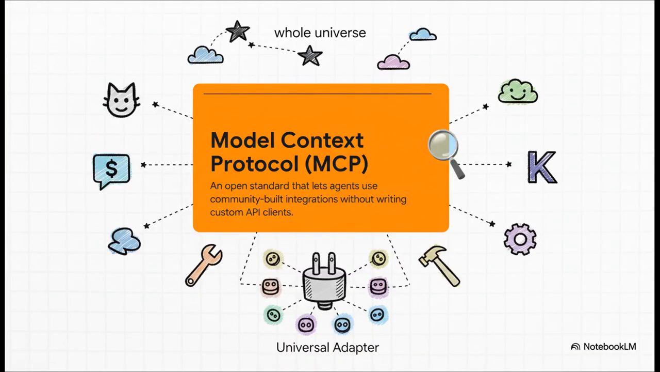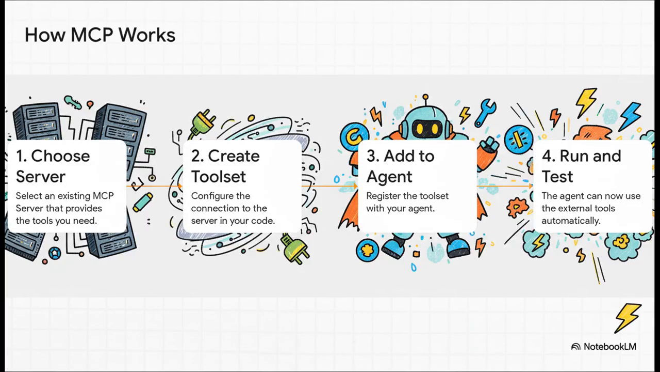This is a real game changer. Normally, you'd have to write tons of custom code to connect to, say, GitHub or Slack or a database. But with the Model Context Protocol, or MCP, you don't have to. Just think of it like a universal power adapter. It's this open standard that lets your agent plug into a whole universe of community-built tools, like instantly. It's amazing.